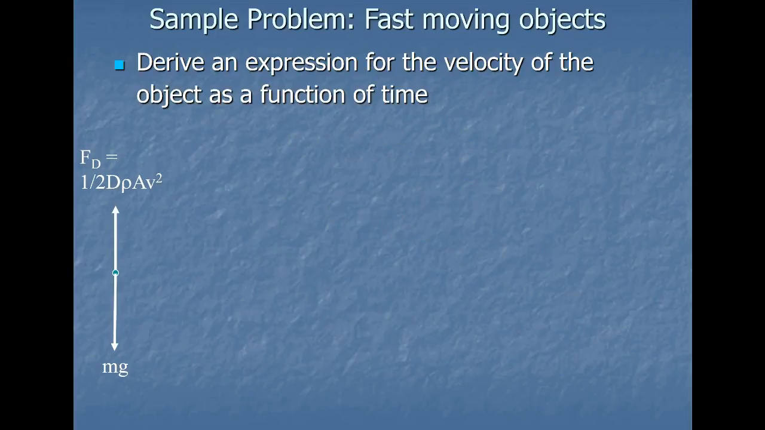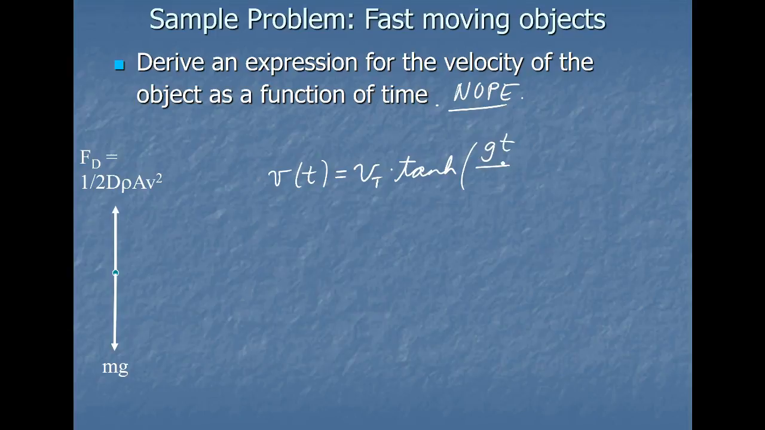Now the tough part is this last one. Derive an expression for the velocity of the object as a function of time. And we are going to nope our way out of this because this is going to involve some crazy math. I'm going to give you the answer, but you're typically not going to see this on an AP problem. It's going to be vt times the hyperbolic tangent of gt over vt. Now, what the heck is a hyperbolic tangent?